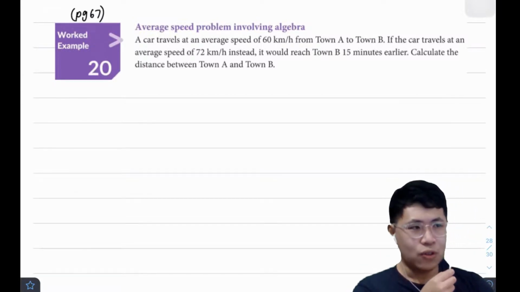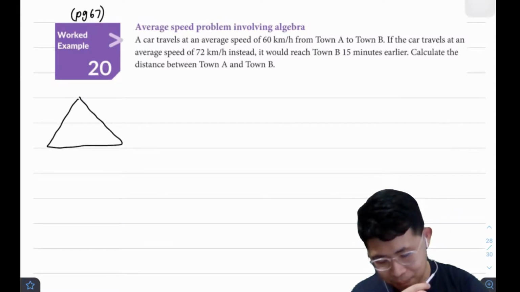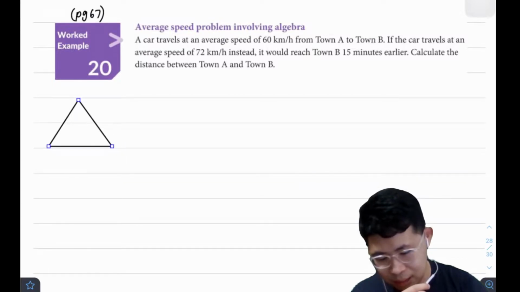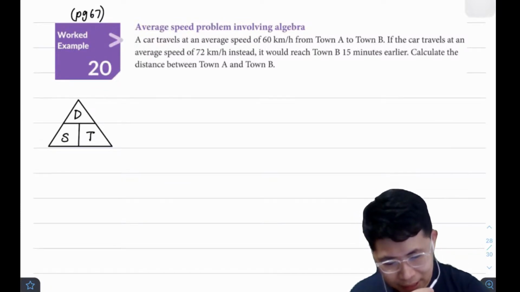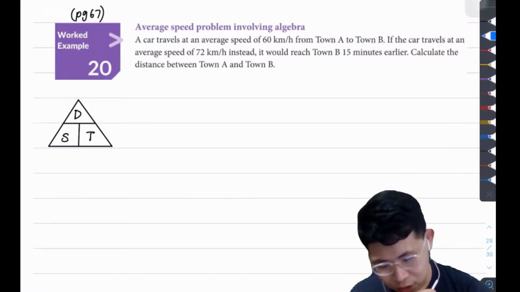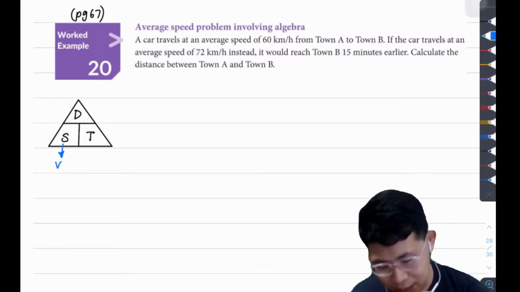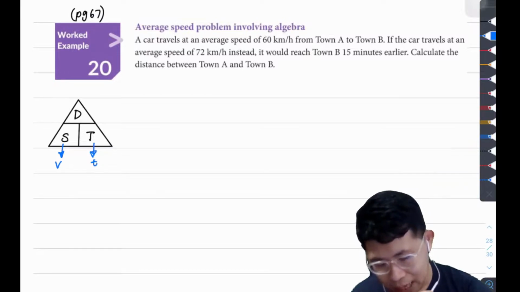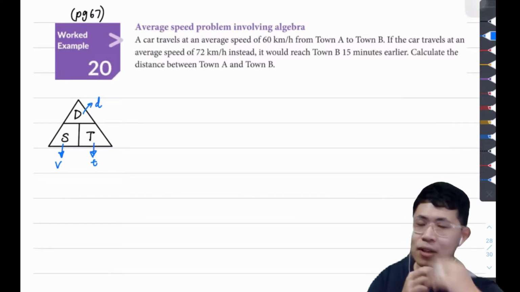All right. Before we start, let us write down the usual letters that we use for speed, time and distance. For speed, we normally use a small letter v for velocity. For time, we normally use t. Distance would usually be a small d.